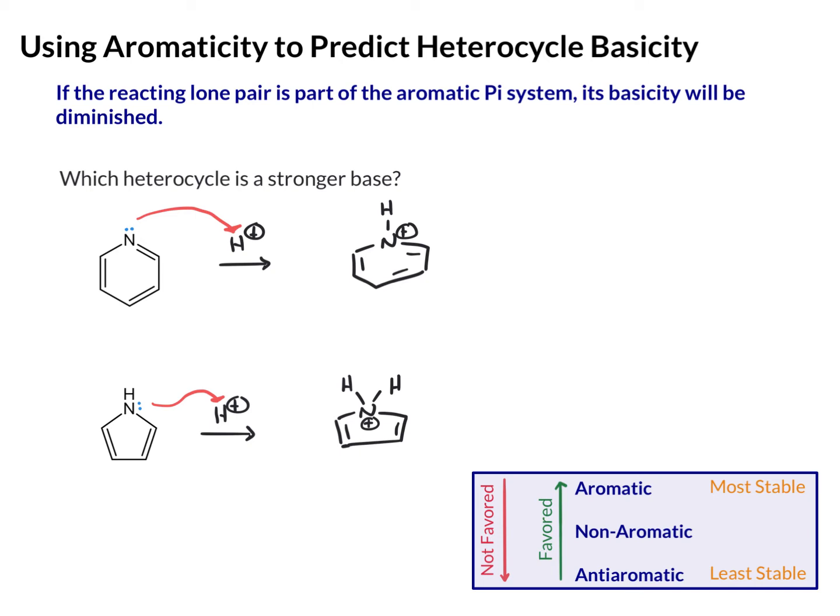So any process that converts something less stable to something more stable is going to be favored. Any process that does the opposite, converts something more stable into something less stable, isn't going to be favored. So we want to figure out how favored either of these reactions will be. So in the case of the first one, we start with pyridine, which is aromatic.